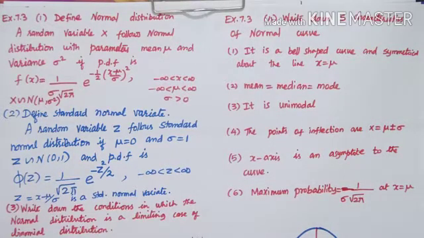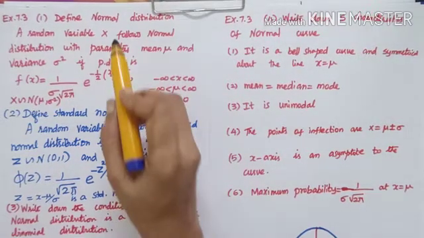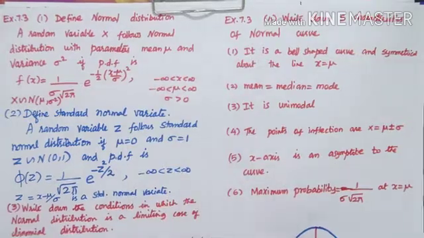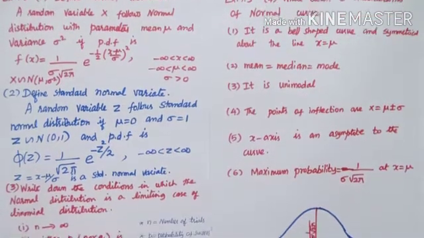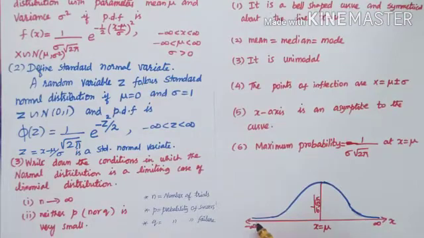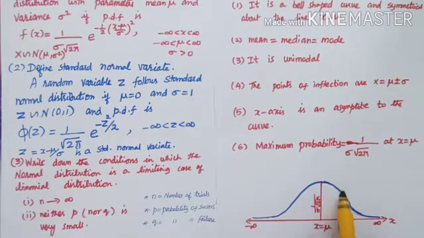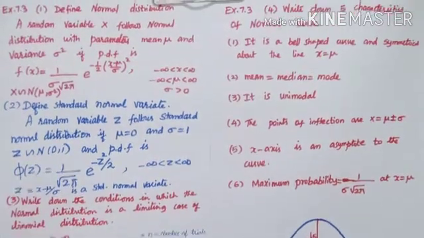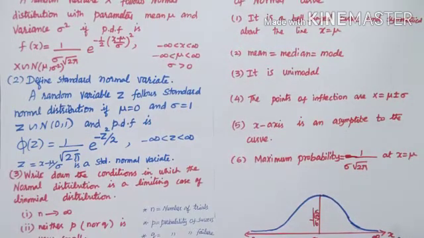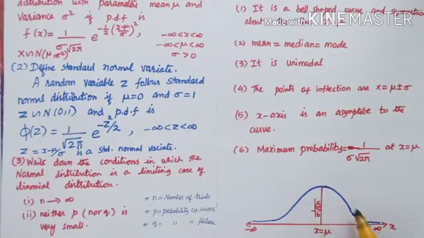Exercise 7.3, question number 1. Define a normal distribution. Remember this idea: a curve that goes slowly up, reaches a maximum point and slowly declines. So a steady increase, one maximum and a steady decrease. This we call a normal distribution. How do I define it? It is a continuous distribution, as I see in the diagram.